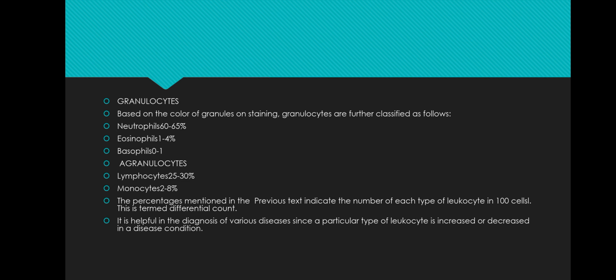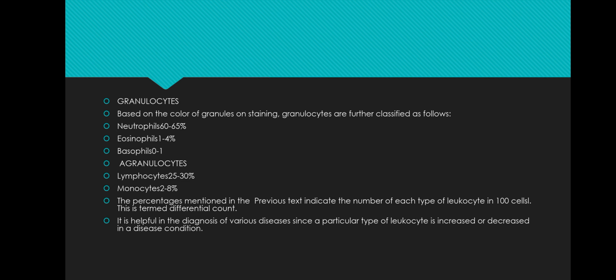The percentages mentioned here indicate the number of each type of leukocyte in 100 cells, which is termed the differential count. This differential count is useful for the diagnosis of various diseases, since a particular type of leukocyte is increased or decreased in a disease condition.